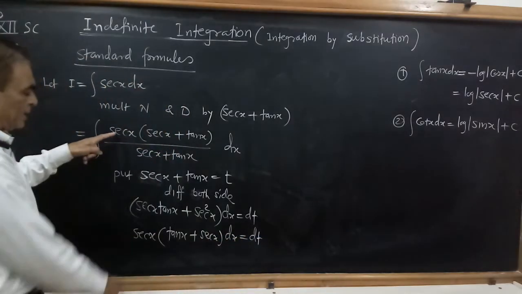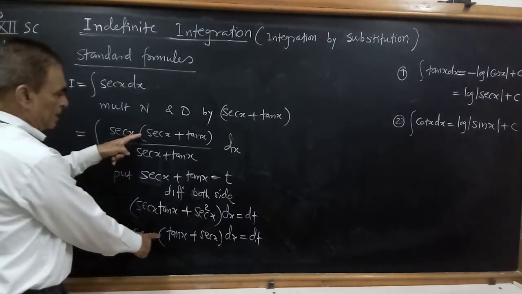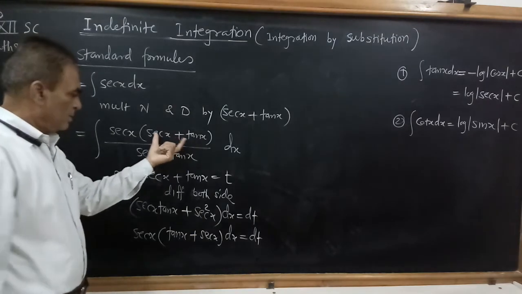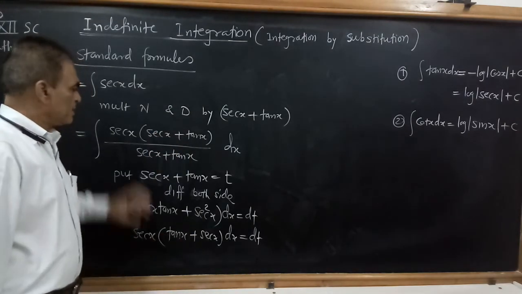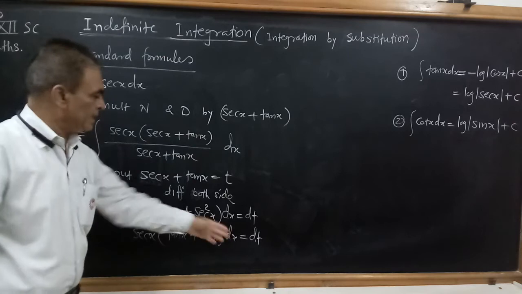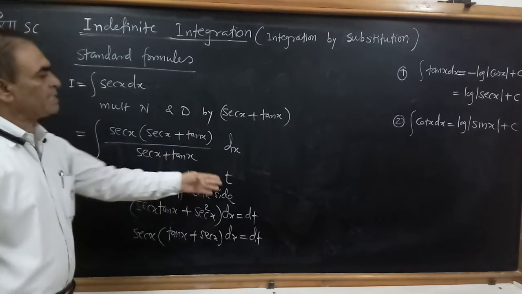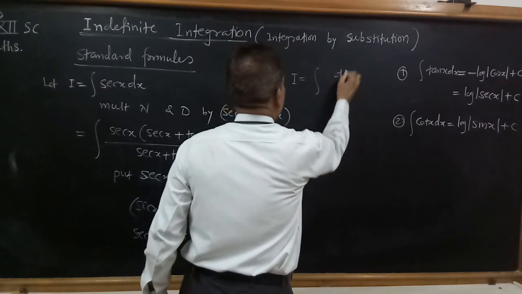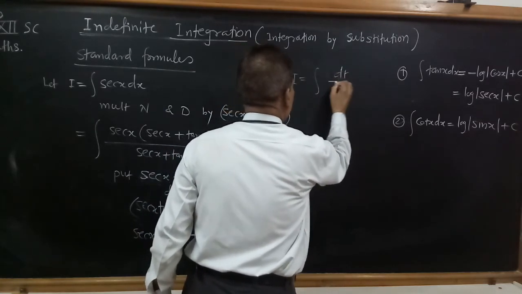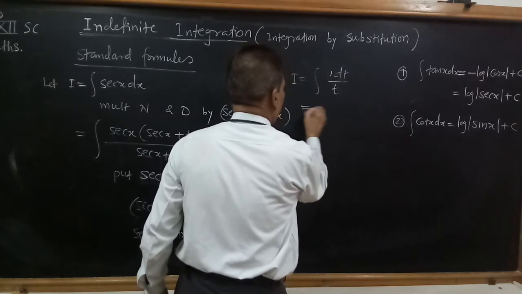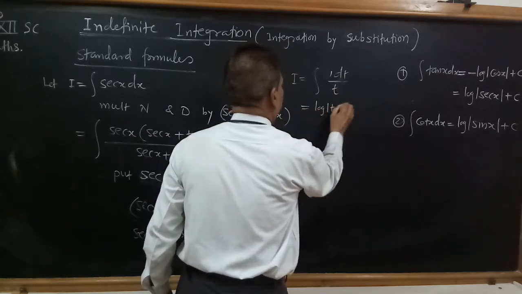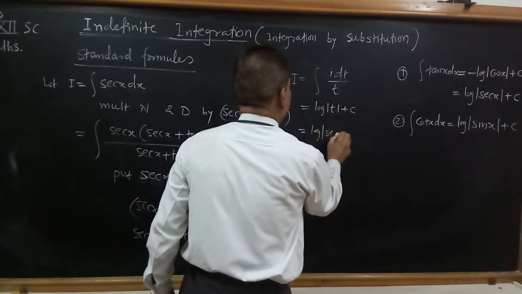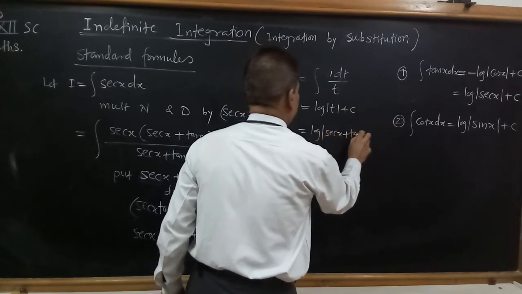Therefore, our numerator sec x into bracket tan x plus sec x, addition is commutative, don't worry about that. Means numerator is nothing but dt and denominator I am supposing t. Therefore, our question I is equal to integration of dt divided by t, means 1 upon t, which is equal to log of mod of t plus c, and your formula is log of mod of sec x plus tan x plus c.